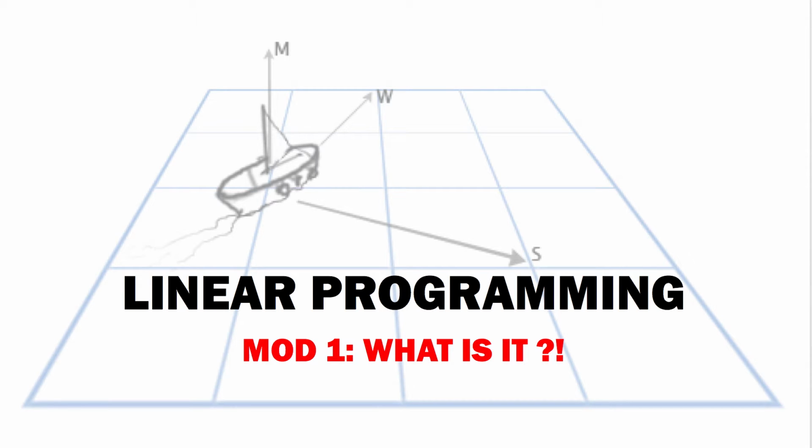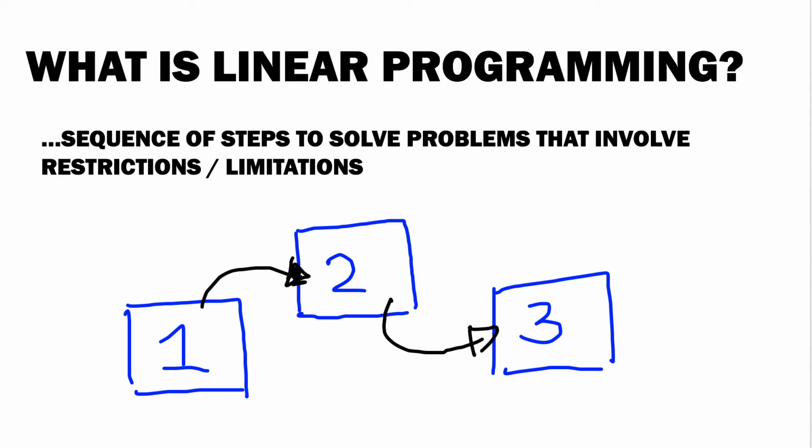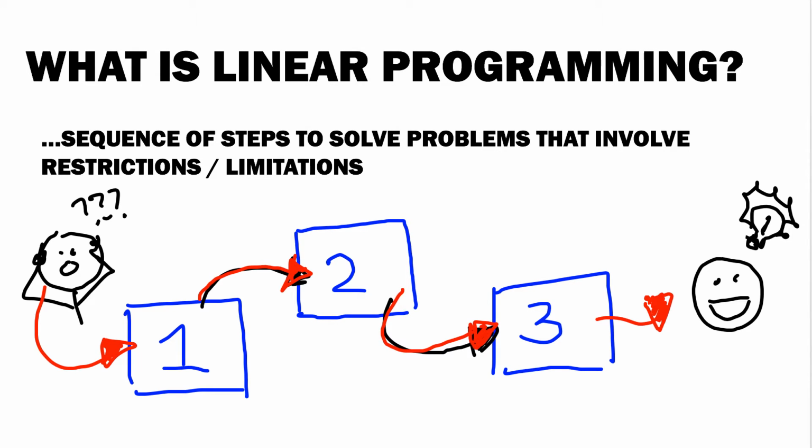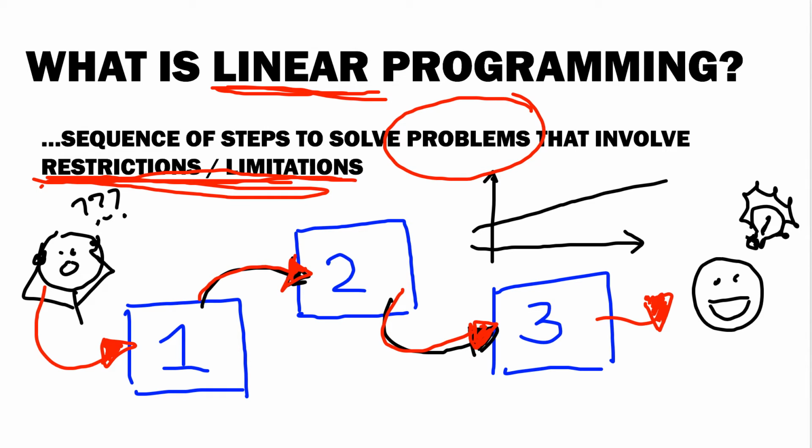In this video, we will examine the basic question of what is linear programming. Linear programming is a sequence of steps that solves a problem that involves limitations. In earlier lectures, we talked about the linear trend equation, which was all about using lines to make forecasts. Now, we're going to be using lines to solve problems through limitations. This will all become much more clear as you follow this video series with your textbook.